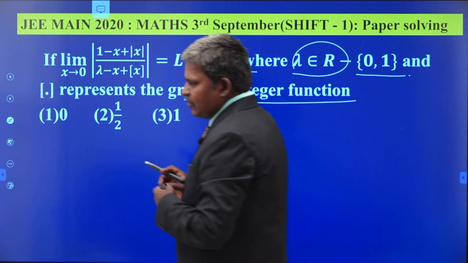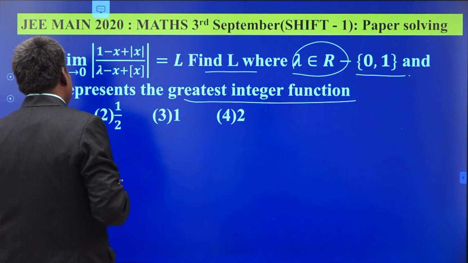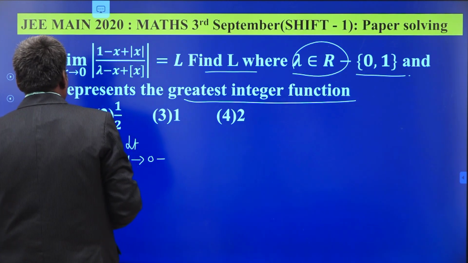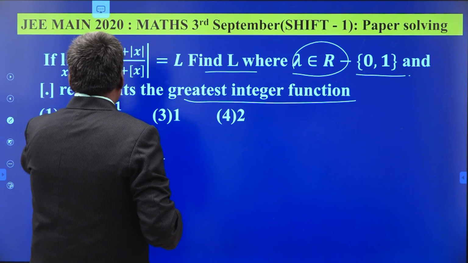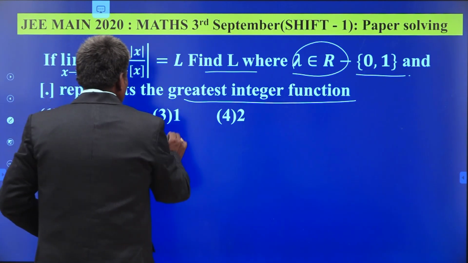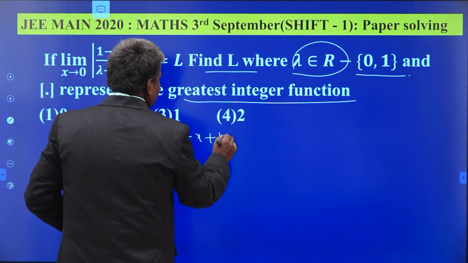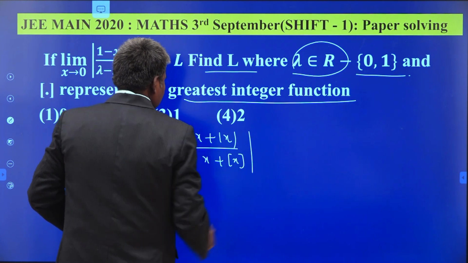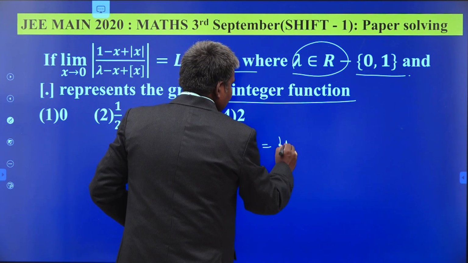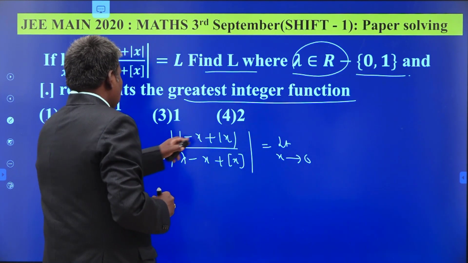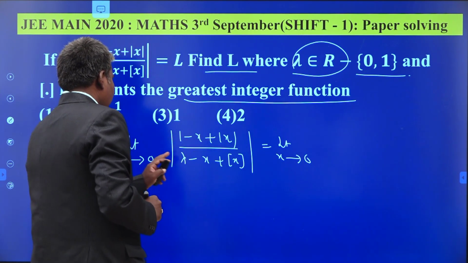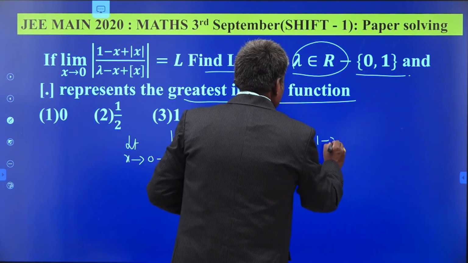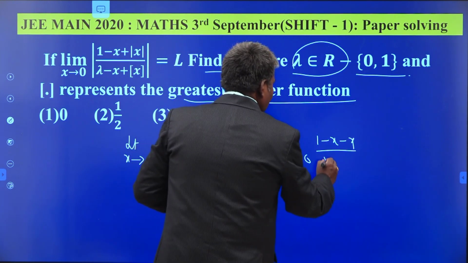So when a modulus is involved here, you have to write the left limit and the right limit. Now I am going to write limit x tends to 0 minus of modulus of 1 minus x plus mod x, by lambda minus x plus box x. What is the value here? Mod x is what here? Minus x, since we are approaching 0 from the left side. So we have 1 minus x by lambda minus x.